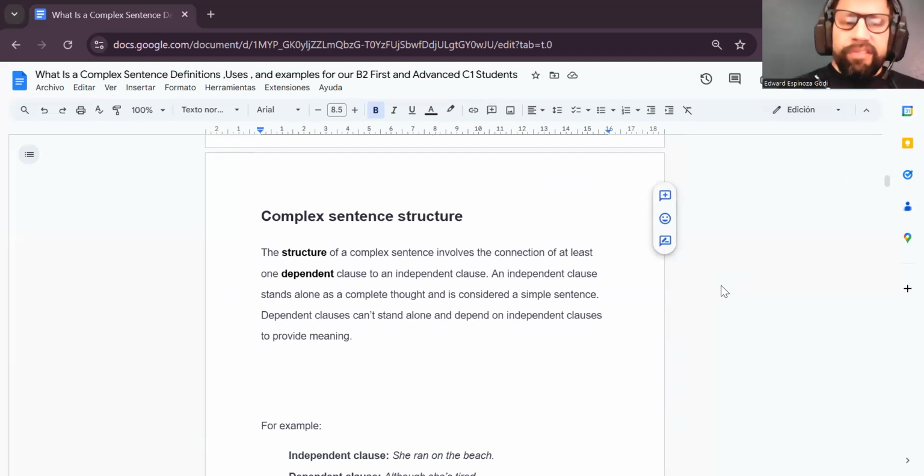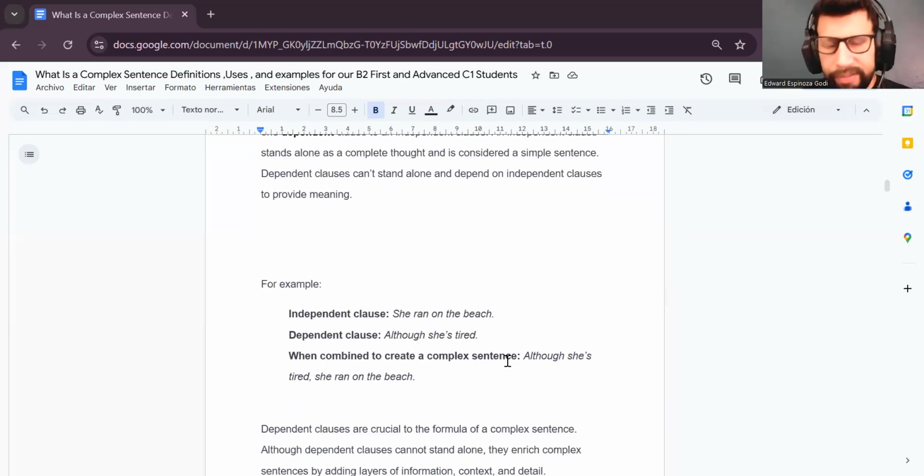Complex sentence structure. The structure of a complex sentence involves the connection of at least one dependent clause, as the example was given to you previously, to an independent clause. An independent clause stands alone as a complete thought and is considered a simple sentence. Dependent clauses can't stand alone and depend on independent clauses to provide meaning.